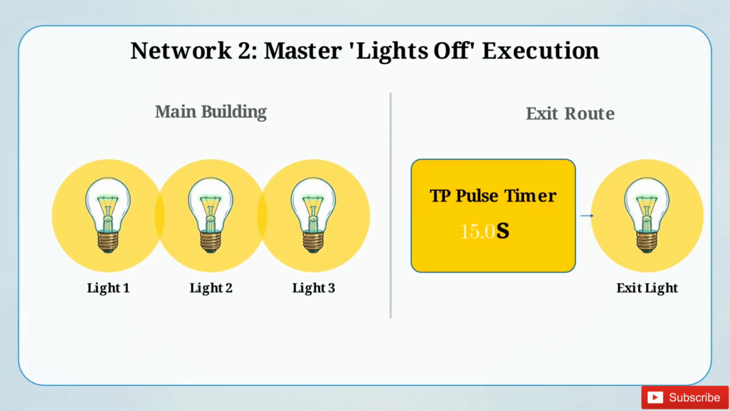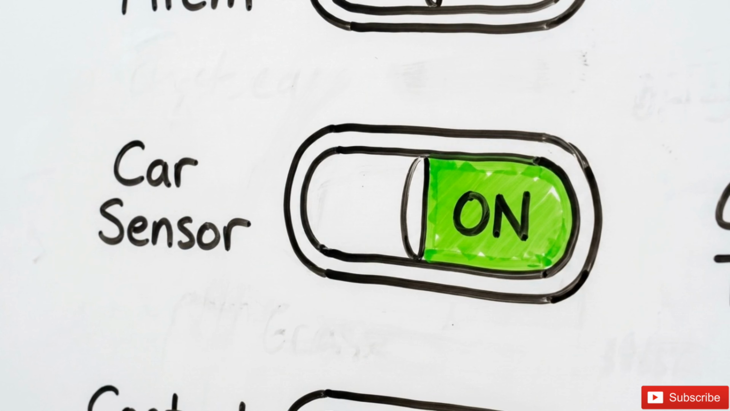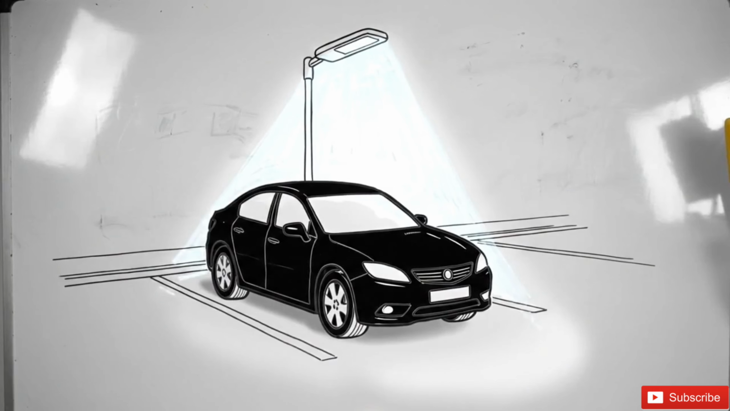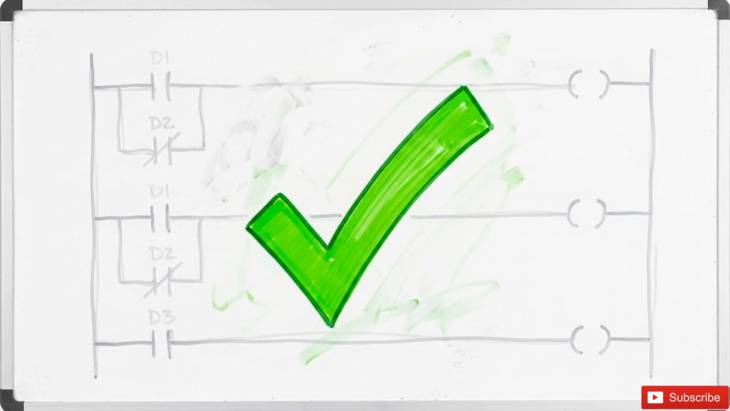The interior lights will shut off immediately, while the exit light timer begins its 15-second countdown. After the timer finishes, test the final condition by toggling the car sensor input on and then off. You should see the parking lot output react to the sensor, turning on when the car is detected and turning off when the sensor clears. This simulation confirms the logic is functioning correctly.